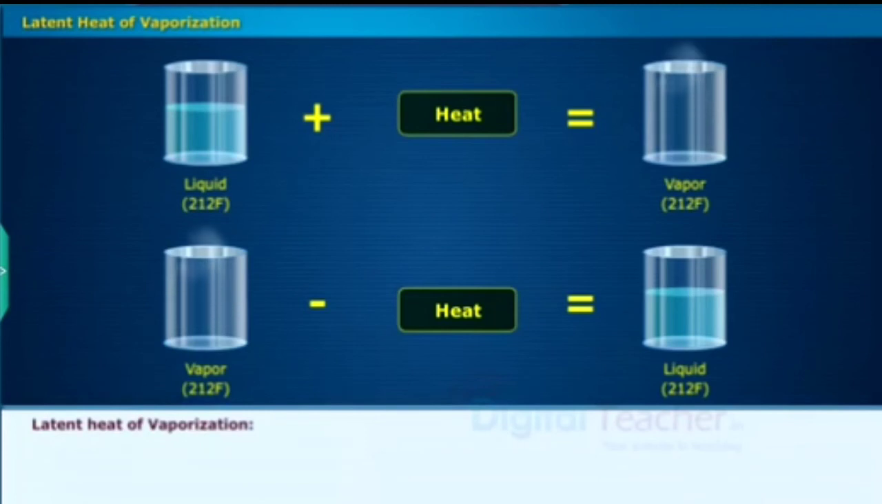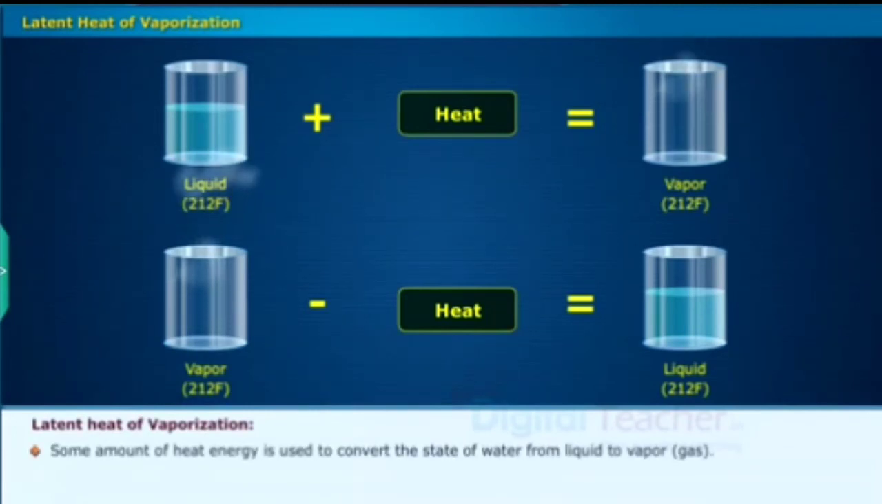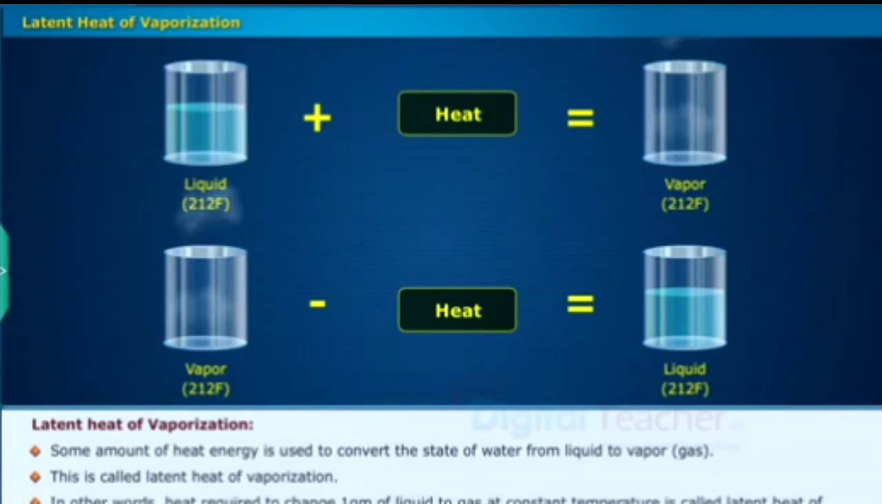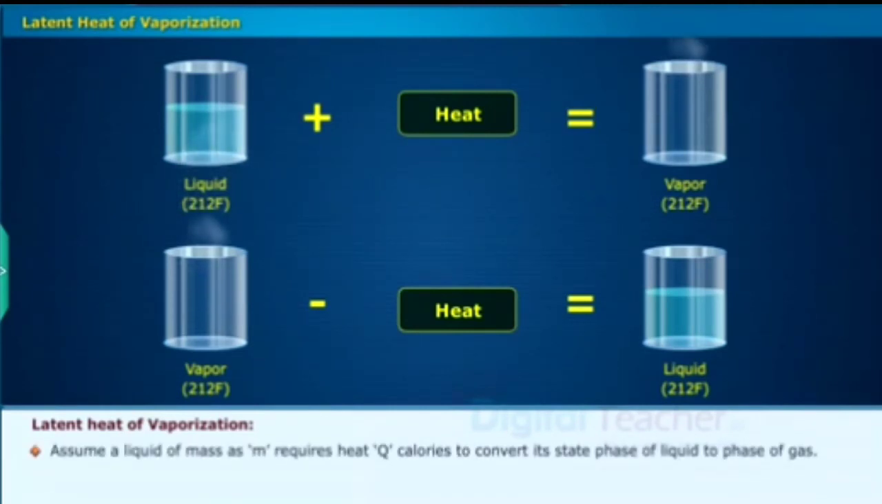Latent heat of vaporization. Some amount of heat energy is used to convert the state of water from liquid to vapor or gas. This is called latent heat of vaporization. In other words, heat required to change 1 gram of liquid to gas at constant temperature is called latent heat of vaporization. Assume a liquid of mass m requires heat Q calories to convert its state from phase of liquid to phase of gas.